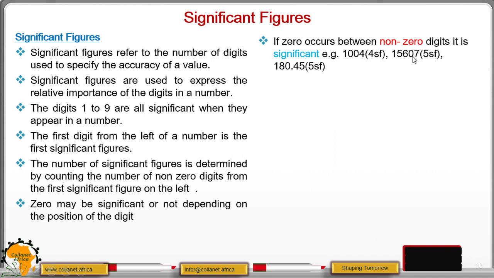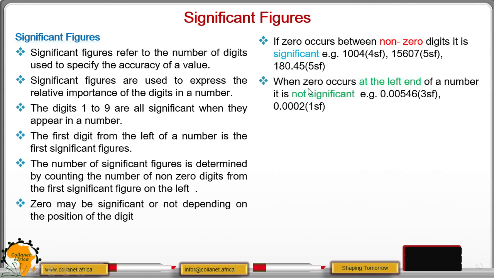Again, if you look at this 0, it is between 2 non-zero digits. Therefore, again, it is important. We are going to count it. So here we count 1, 2, 3, 4, and 5. So this figure is correct to 5 significant figures. When you come to this one, this one is also important because again it is lying between 2 non-zero digits. So when you want to count the number of significant figures, again you have 1, 2, 3, 4, and 5. So again this one is correct to 5 significant figures.